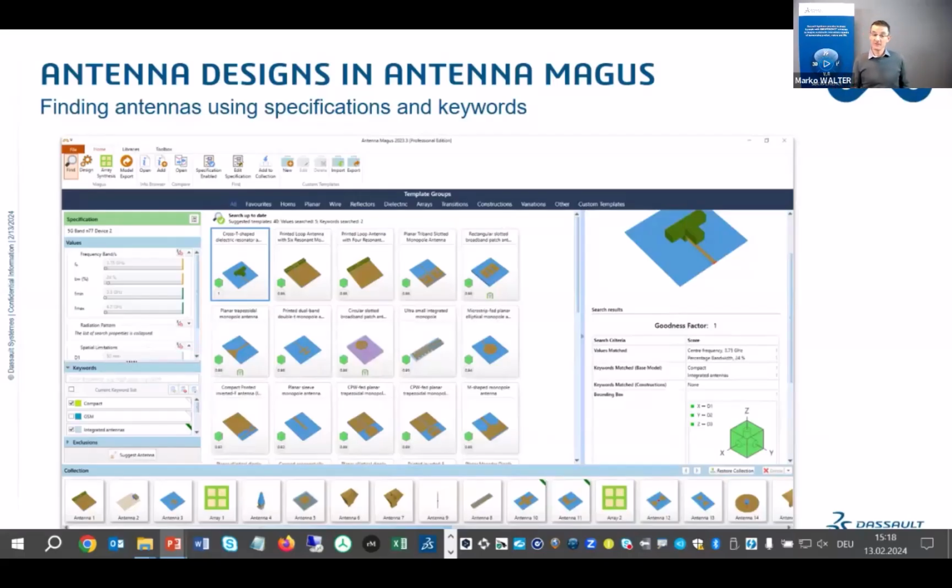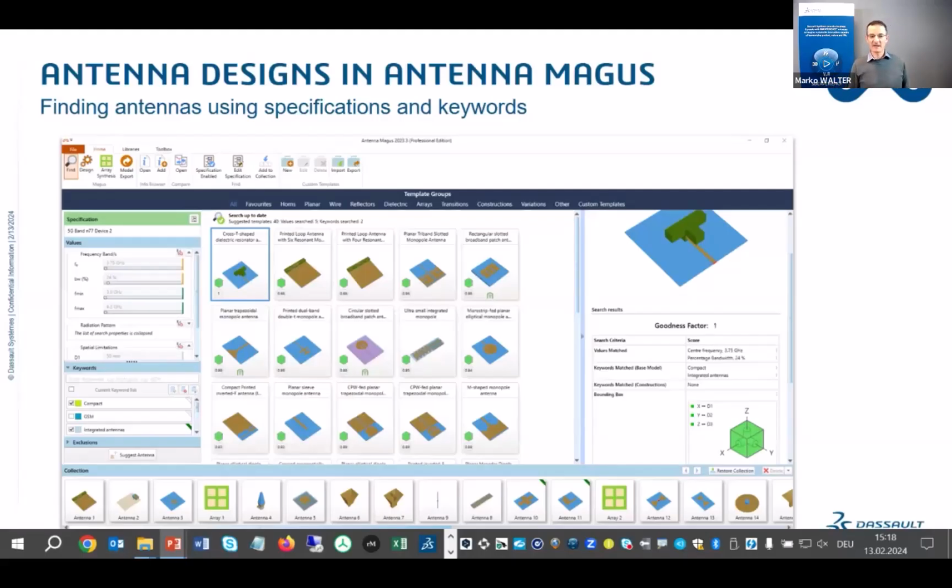We can use frequency specifications. For example, here I've got 3.75 gigahertz selected. That's a 5G band N77 frequency. We can use radiation properties if we want to. You can specify spatial limitations, which we're also using here. So we have a certain volume that's available, and keywords. Here we've selected integrated and compact.